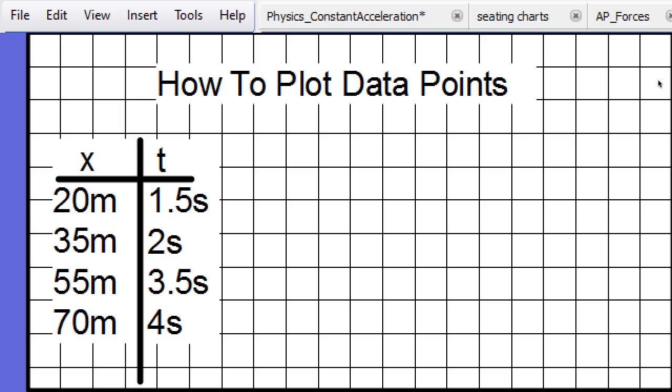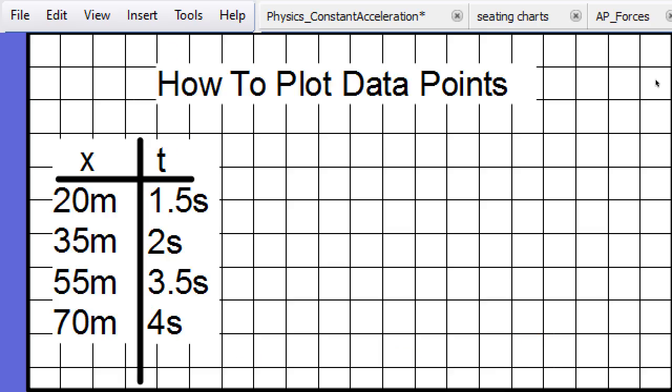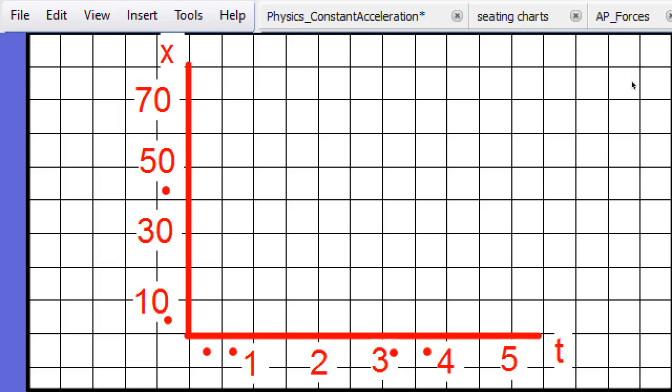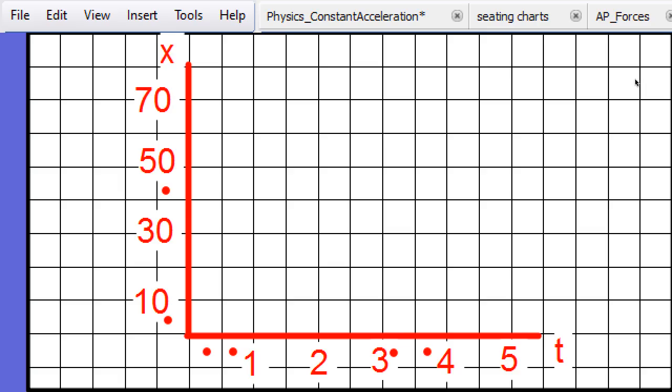So, now that you've set up your axes, how do you plot your data points? Well, here I have my data points: 1.5 seconds, 2 seconds, 3.5 seconds, and 4 seconds. I have to make sure that my axes are not just the numbers that I gave you. See how the time is not 1.5, 2, 3.5, 4, but 1, 2, 3, 4, 5, and how the position is not 20, 35, 55, 70, but on my axis it's every 10. That's how I want it.